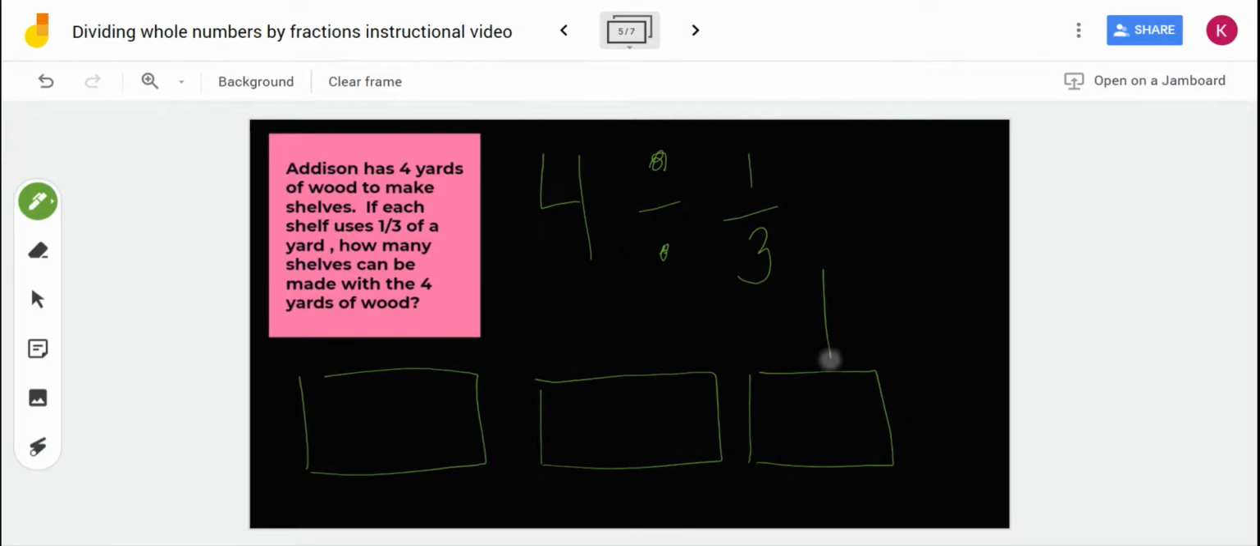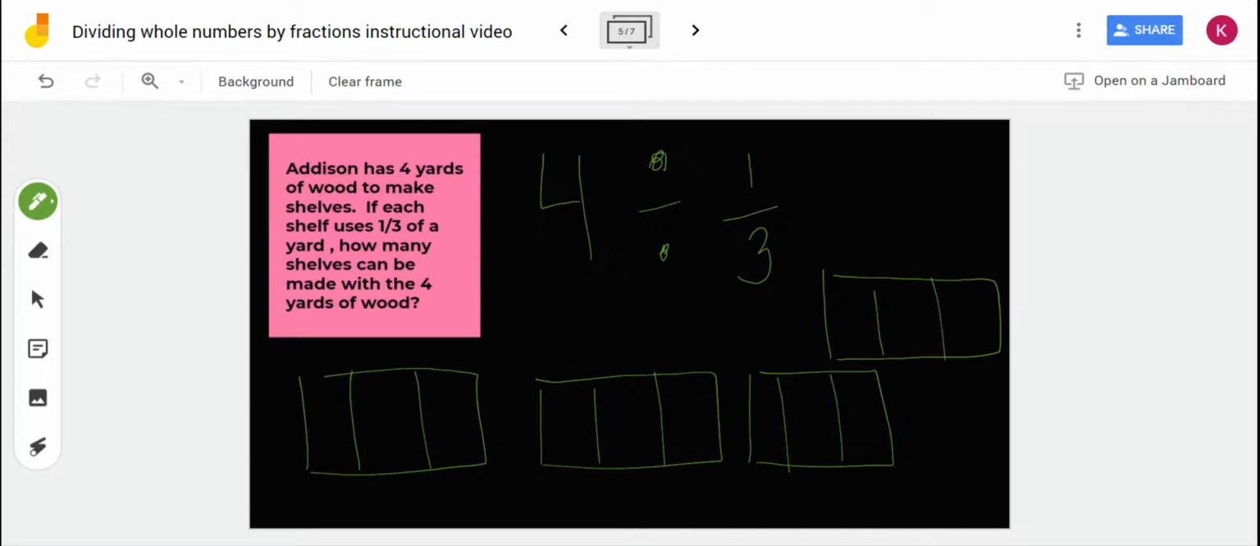I'm out of space. We'll go over here. Okay, so I have my 4 wholes. I have to start with 4 wholes because that's the number I have to start with. And I'm going to divide or cut up each one of the wholes into thirds. So, whoops, I'm going to go back to my marker. There we go. So I've modeled thirds in each one of those wholes, and now I need to figure out how many shelves can be made with the 4 yards of wood.